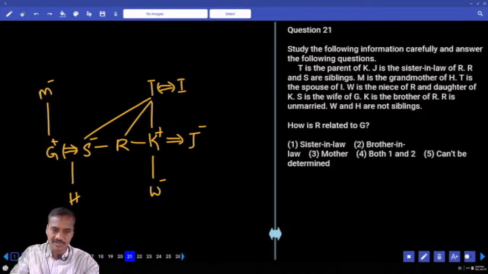And how is R related to Z? R's sister's husband. Now the gender of R is not known. Maybe brother-in-law or sister-in-law. Hence, either 1 or 4, cannot be determined, choice 5.